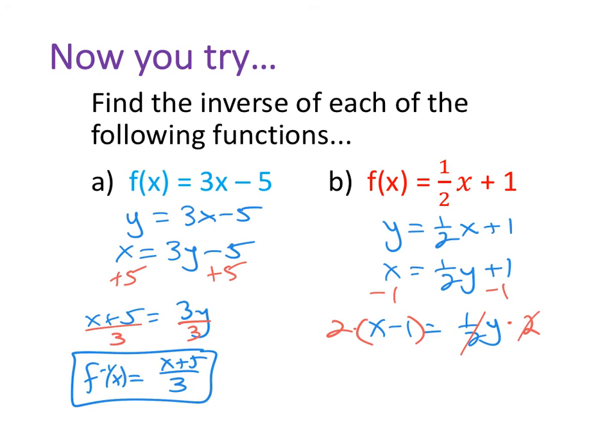But remember, when you do that on the left side, we have to use that parentheses because that 2 is going to affect both terms on that left side. And so if I distribute that through, it'd be 2x minus 1 equals y. So our final answer for the inverse here would be 2x minus 1.